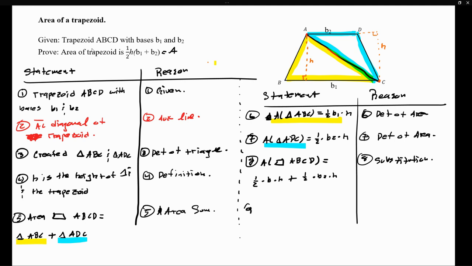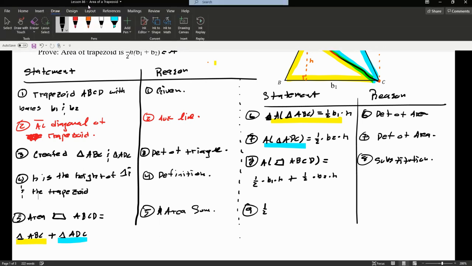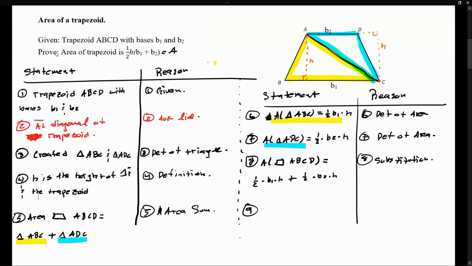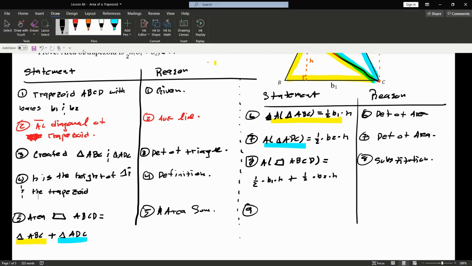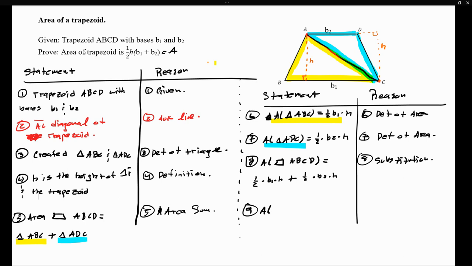Now notice that finally, let's concentrate on this expression. So we have 1/2 times B1 times h plus 1/2 times B2 times h. Well, notice that both expressions are multiplying, so I can factor out. Let me just rewrite it. So I can now define the area of my trapezoid ABCD as just the simplification of this expression.